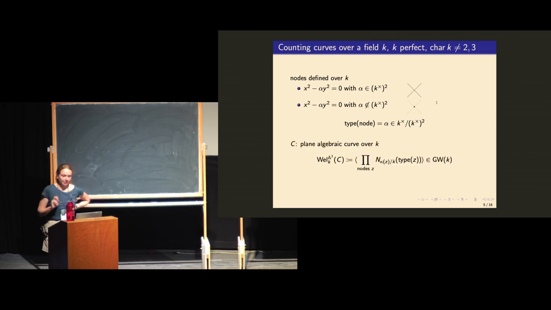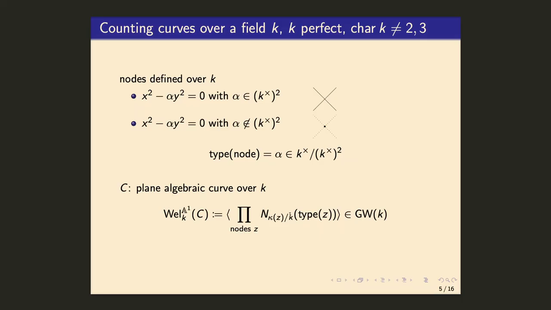So now let C be a plane algebraic curve defined over k. Then we want to generalize this Welschinger sign, which I just introduced, which was the product of the types of the real nodes. Now what we do is we take the product over all the nodes, not only the ones defined over k. And instead of just taking the product of the type of the node, we have to take the field norm from the residue field of z down to k, and put it into two brackets. And then we get something in the Grothendieck-Witt ring of k.